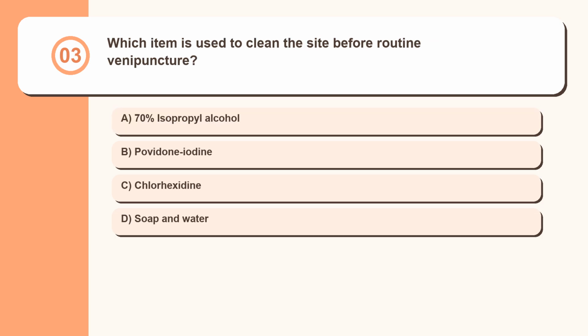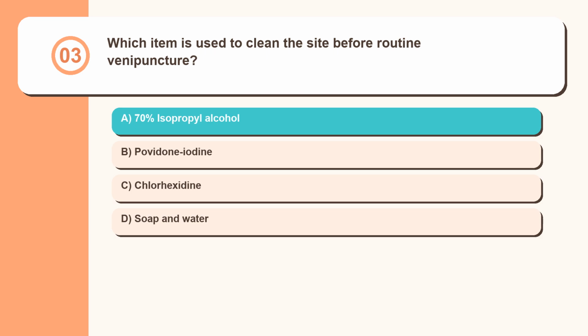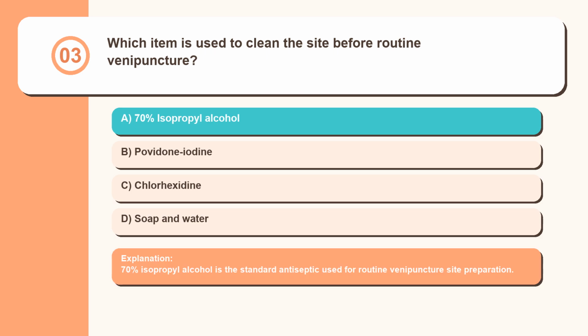Question 3. Which item is used to clean the site before routine venipuncture? 70% isopropyl alcohol, povidone, chlorhexidine, soap and water. 70% isopropyl alcohol is the standard antiseptic used for routine venipuncture site preparation.